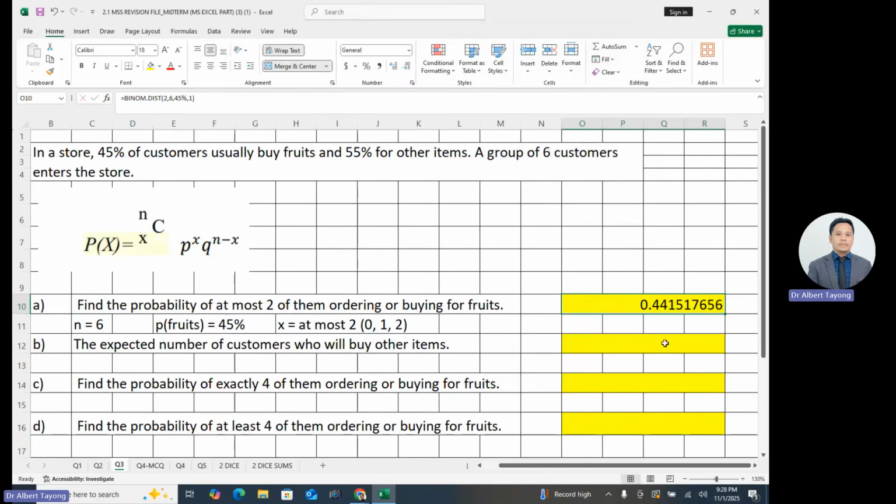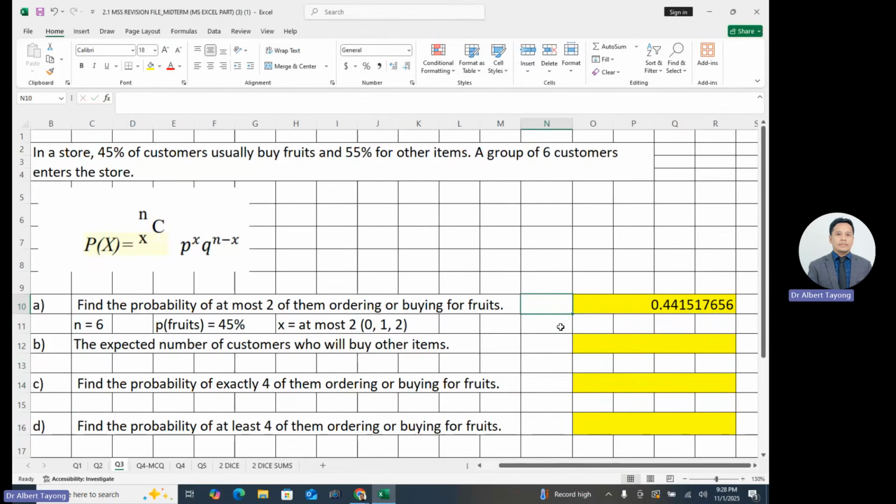So when you click OK, it is 44%. So you can change this to percentage. You can put the answer here or on the right. So equals, select the answer and click the percent, increase to 2 decimal places. So this is the answer.